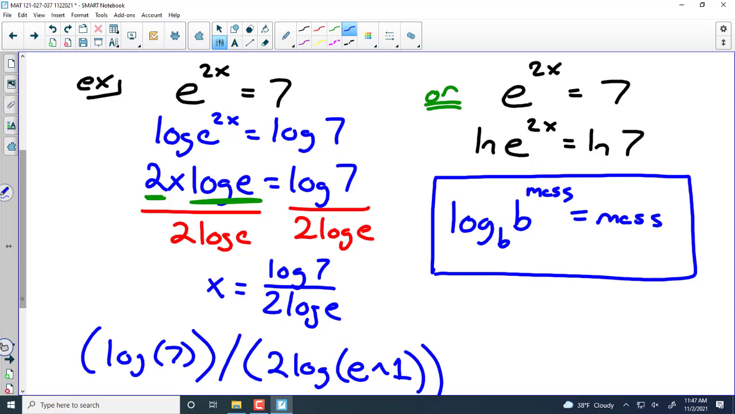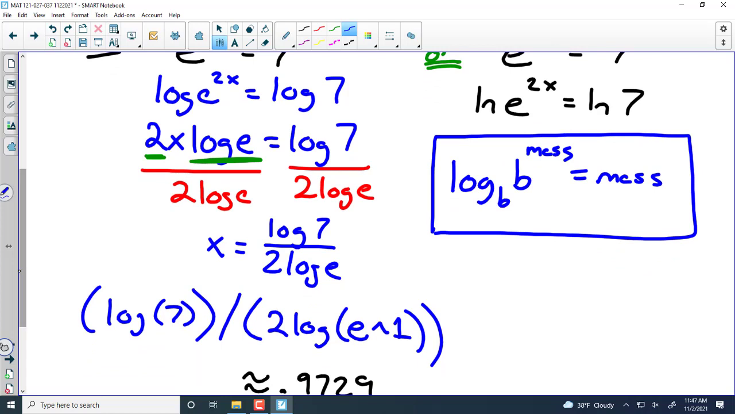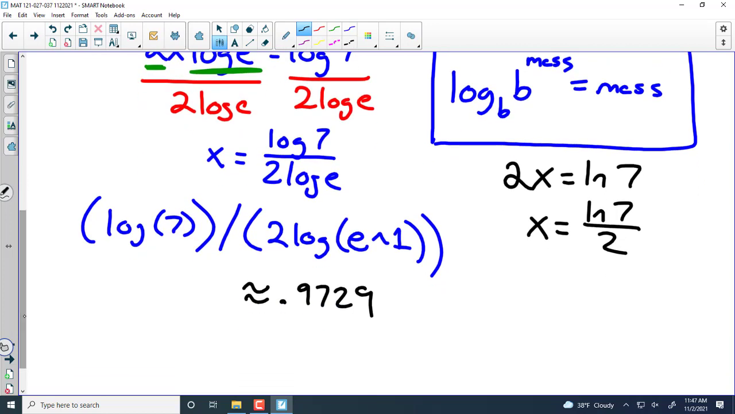So everyone, do ln and e have the same base? Yes. So that entire side of the equation simplifies to 2x equals ln of 7. Divide both sides by 2. Which one of these would you rather plug into your calculator? Log of 7 over 2 log e, or natural log of 7 over 2? I think the second one's easier. Try it on your calculator. I bet you get the same answer I got here. Do natural log of 7, divide it by 2. I bet you get the same answer I got over here.